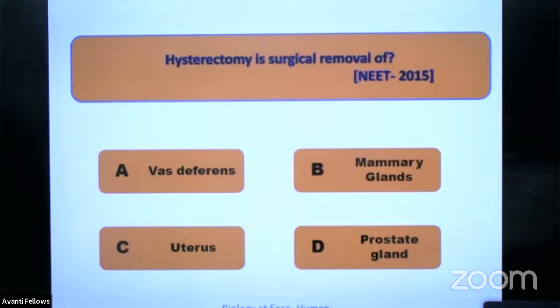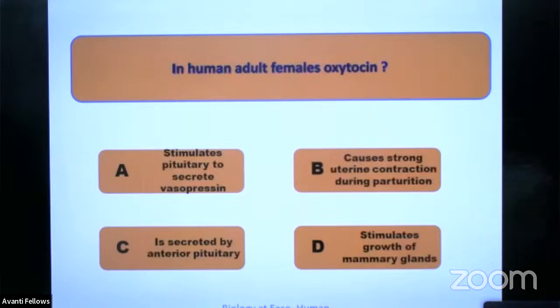So we will move to another question, question number 43. In a human adult female, oxytocin is the milk ejection hormone. Actually, it is for two purposes. One is to eject the milk, and also for the contraction of the uterus at the time of parturition. You know that the middle layer of the uterus contracts very vigorously due to the secretion of oxytocin, and it is also used for the ejection of milk. So the correct option for this question is B only. Option B, causes strong uterine contraction during the process of parturition. So the correct option is B, right?